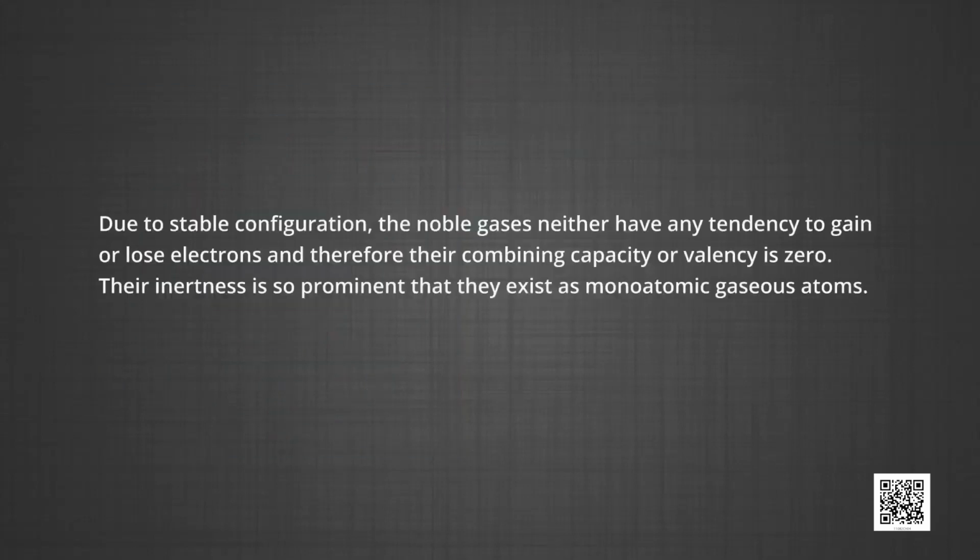Due to stable configuration, the noble gases neither have any tendency to gain or lose electrons and therefore their combining capacity or valency is 0. Their inertness is so prominent that they exist as monoatomic gaseous atoms. All atoms other than noble gases have less than 8 electrons in their outermost shell. That is, they don't have stable electronic configuration.